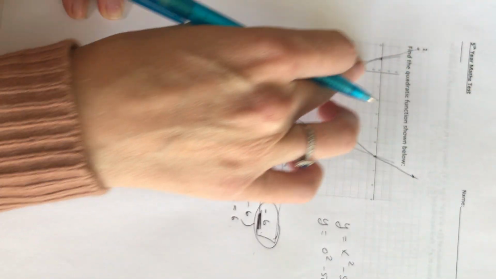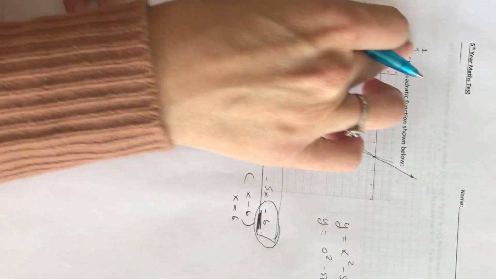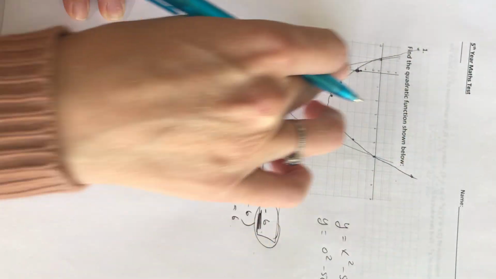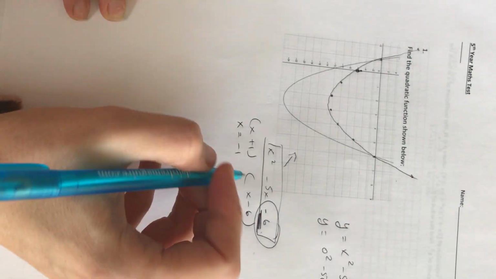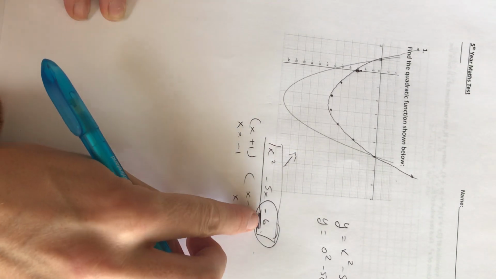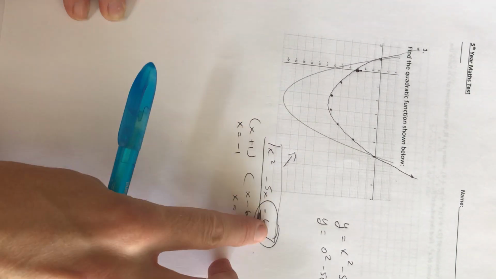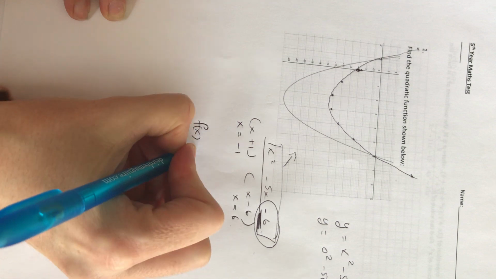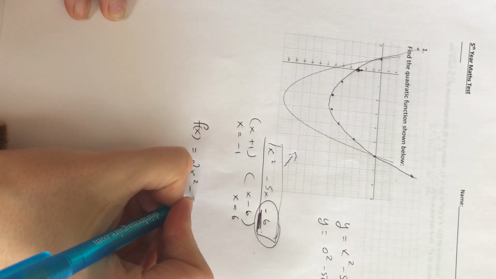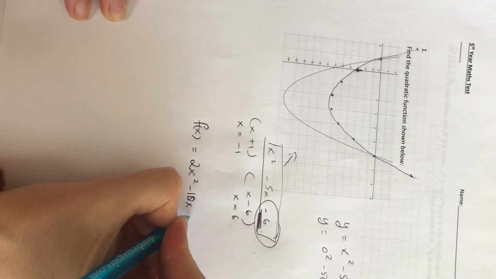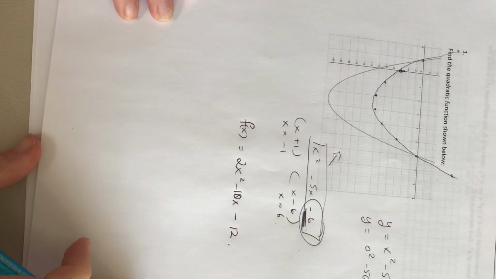So this is like the parent function. This is a slightly different, skinnier function to it. So with an ending of -12, in order for that to happen, the function has to be 2x squared minus 10x minus 12.